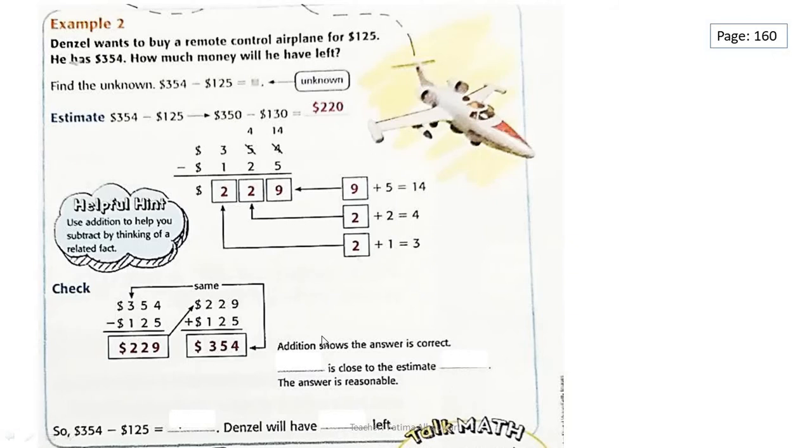Addition shows the answer is correct. That's right. 229 is close to the estimate 220. The difference is 9. So they are close. The answer is reasonable. Again, the difference is 229. Denzel will have 229 left.